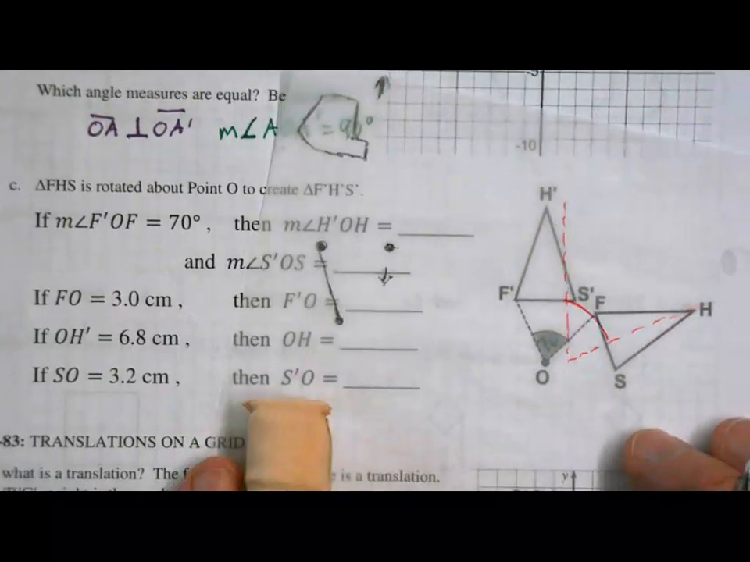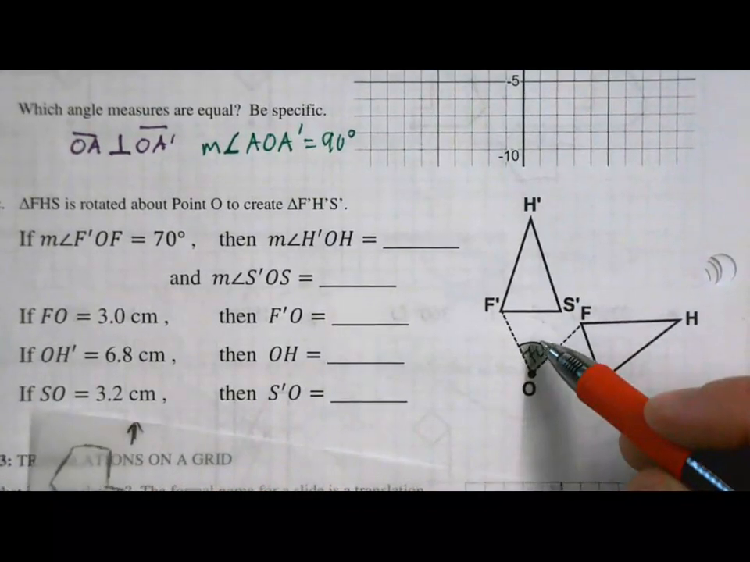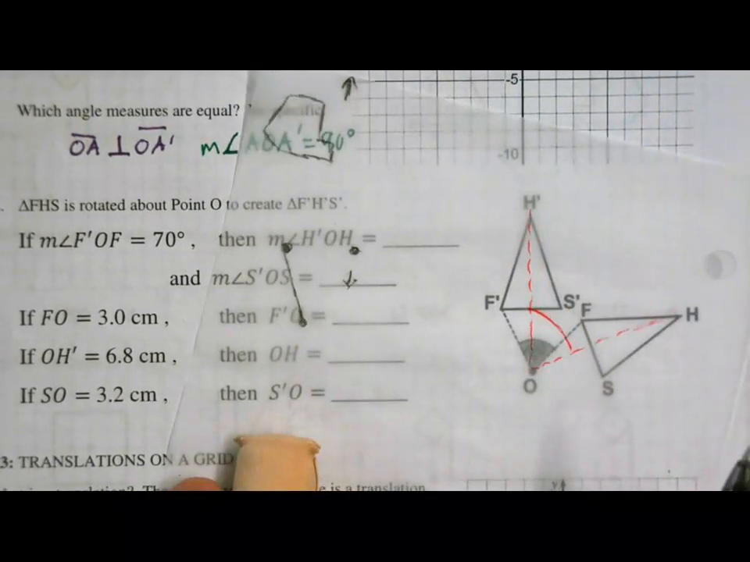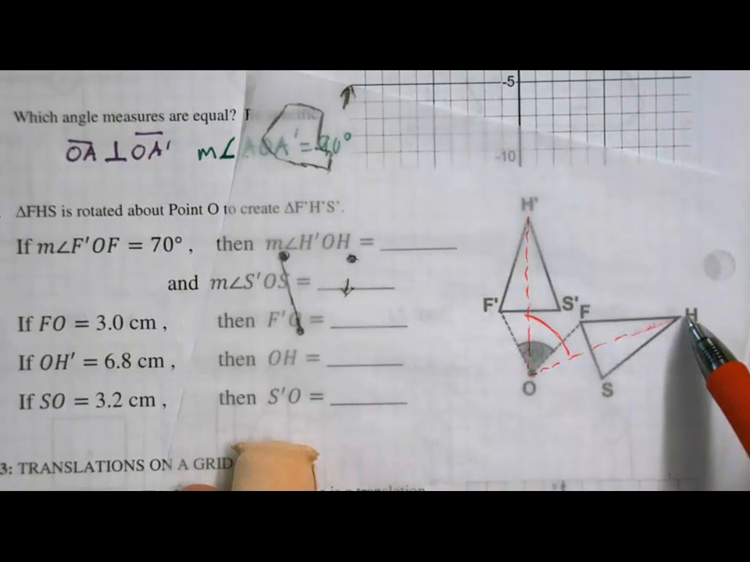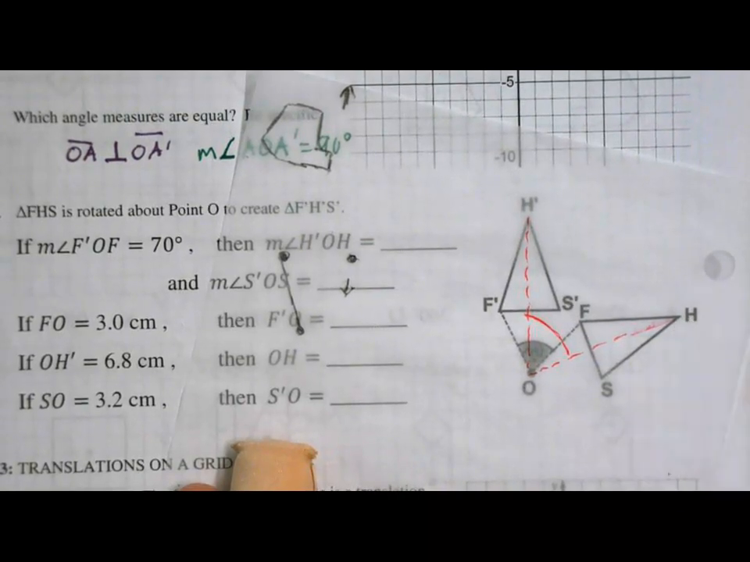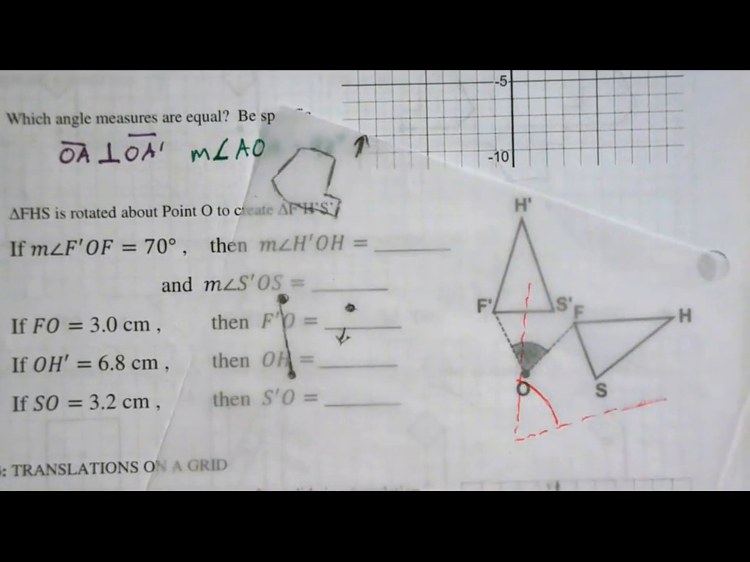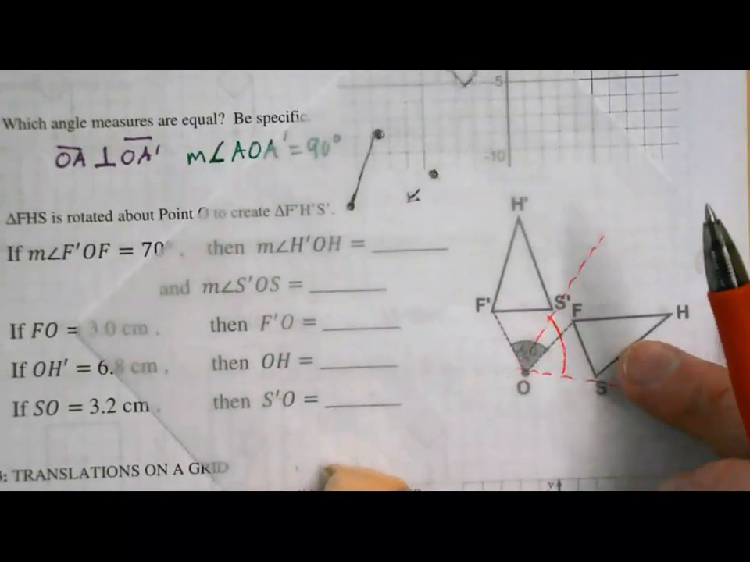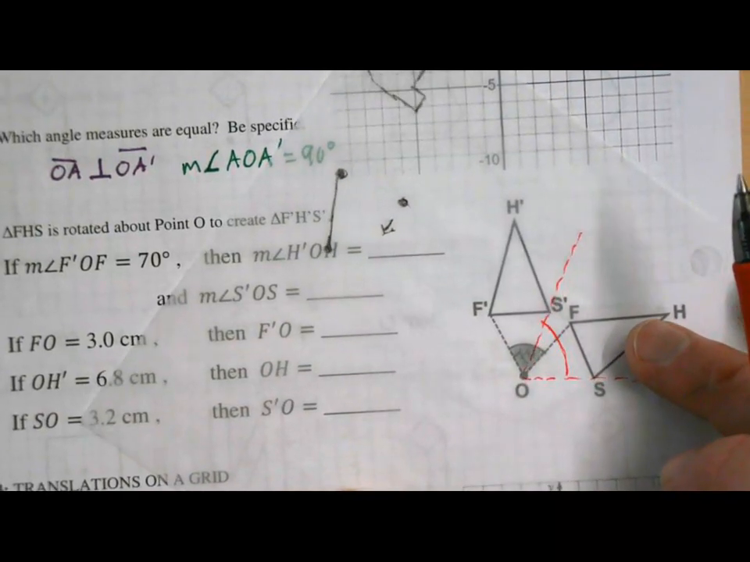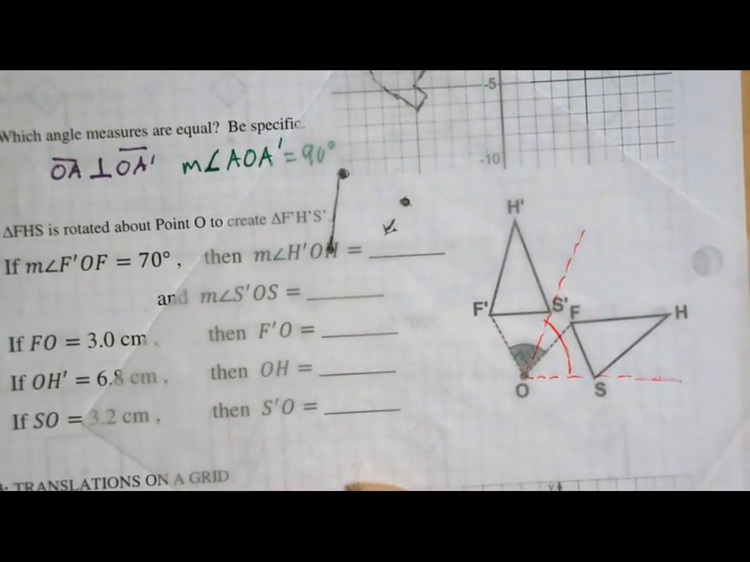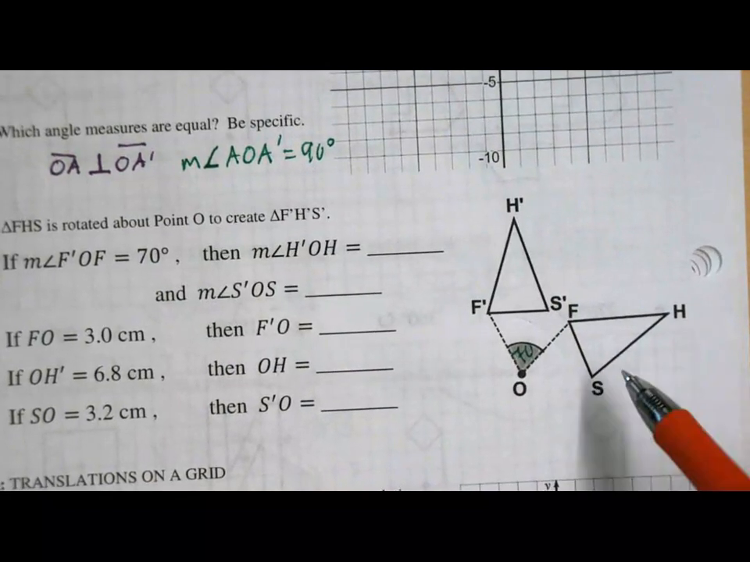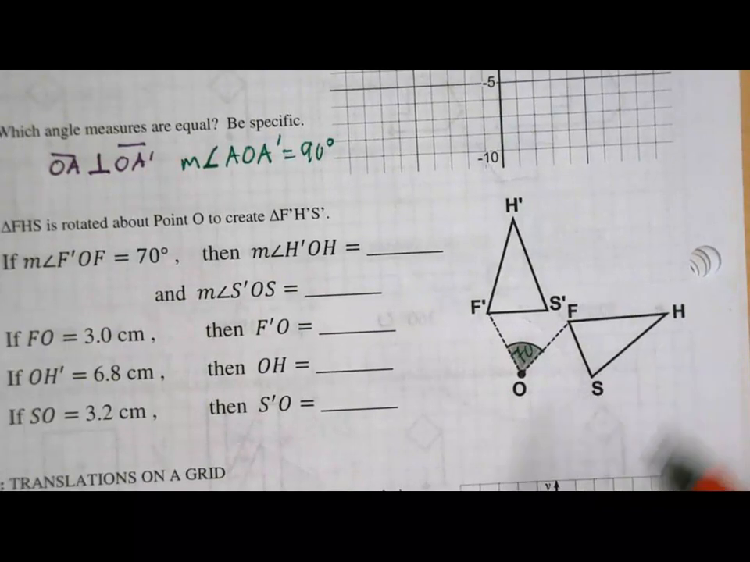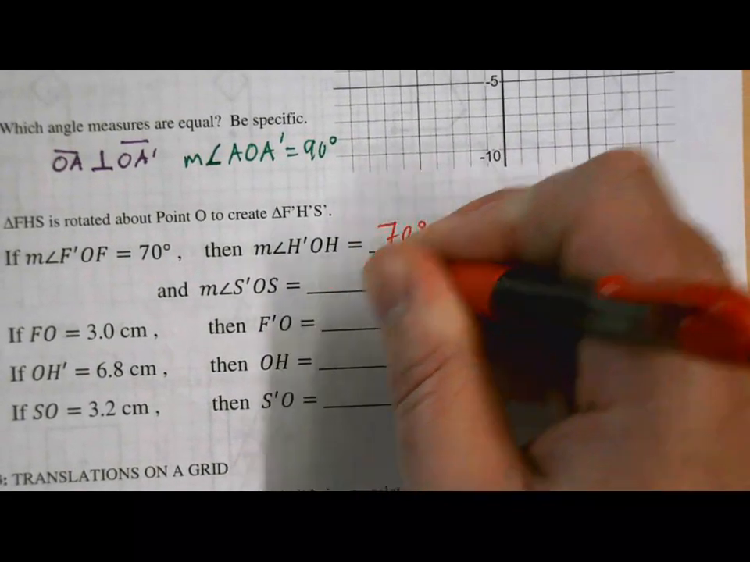So if this angle is 70, can you guys pay attention, please, and stop talking? Thanks. If that angle is 70, then when I make an angle through my H points, it's also going to be 70. What do you suppose would happen if I made an angle through my S points? It ends up being 70 also. So all of those connected points, if you connect a point to the center of rotation to its original point, you're always going to end up with the same angle.